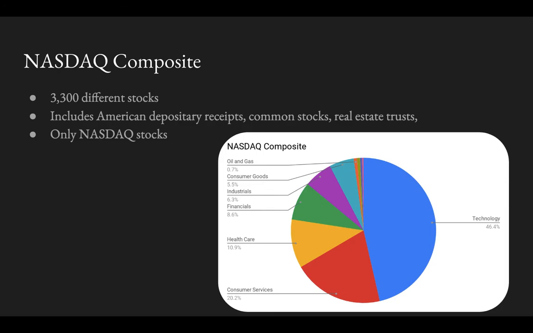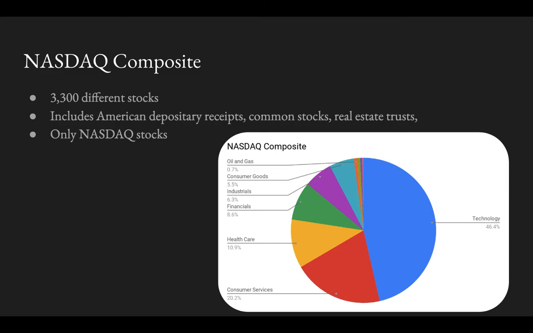So you're not going to have, say, Walmart or JP Morgan in the Nasdaq Composite Index. You're going to have your FANG acronyms, so Facebook, Apple, Amazon, Netflix, Google, Microsoft. Any tech company you can think of that you've probably heard of is probably in the Nasdaq Composite Index. And we can see that with the breakdown of the sectors in the graph. Technology is 46.4%, which is a very large portion of the Nasdaq Composite Index.